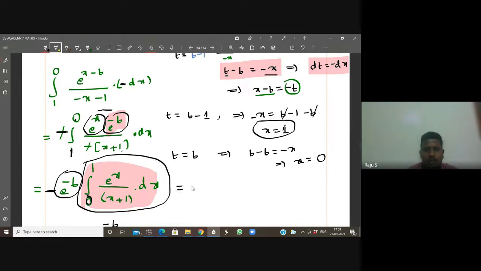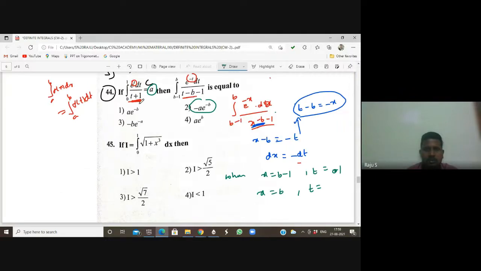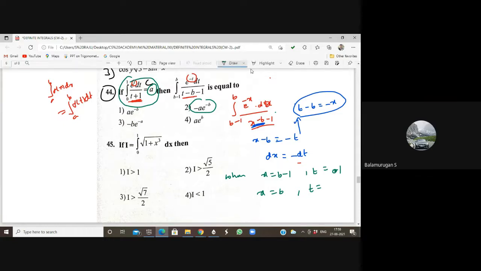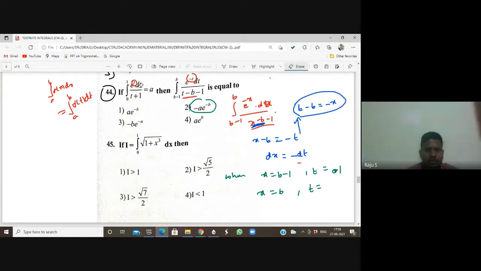You may write it in terms of t also, like 0 to 1, shall I write this value as e power t by t plus 1 into dt? Yes, we can write. When limits are the same, we may change the variable also. So this is e power minus. What about this value according to the given condition? They have given clearly it is a. Small a. Okay, sir, I substituted this small a value.